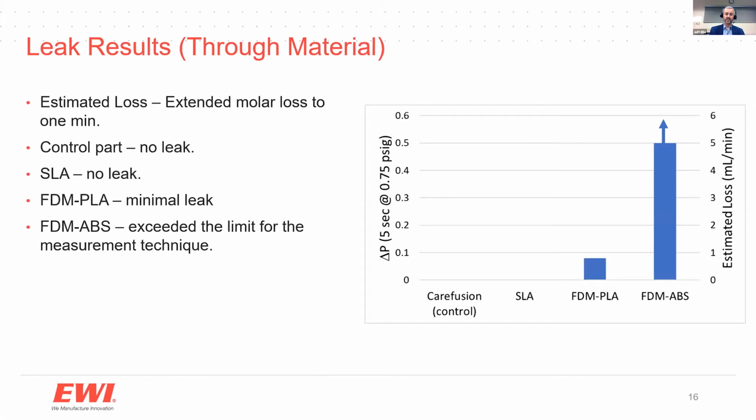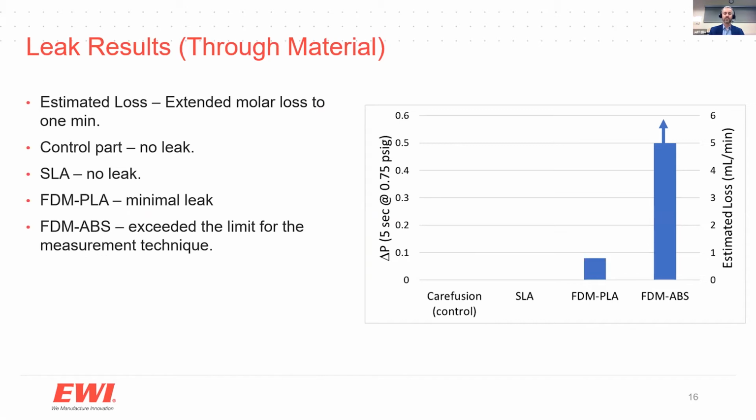There are two axes on there, you can see, two y-axes. One is the delta P, so that's the data that we got directly from the measurement. And then one is estimated loss in milliliters per minute. So that's a unit that you're going to more typically see in ventilator literature.